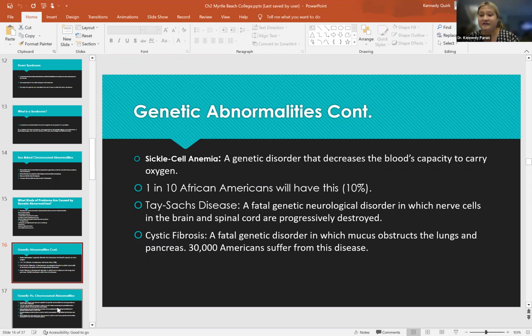Next, we will cover cystic fibrosis, which is covered in the textbook. Again, this is another disease that is fatal, and it is a genetic disorder. Unfortunately, we do not have a cure for it right now. This is where the mucus is thicker in the lungs and obstructs the lungs and pancreas. Roughly 30,000 Americans suffer from this disease currently.